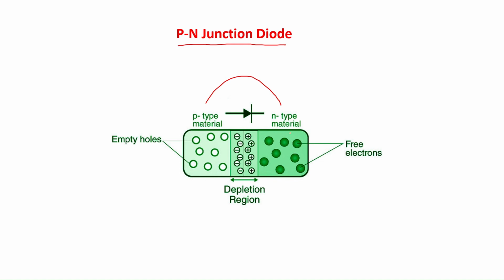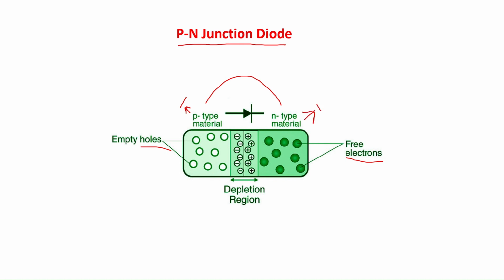In P-type semiconductor material, the majority charge carrier is holes, and in N-type material the majority charge carrier is electrons. In P-type material the minority charge carrier is electrons, whereas in N-type the minority charge carrier is holes.